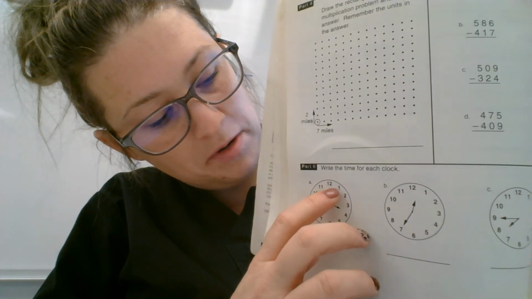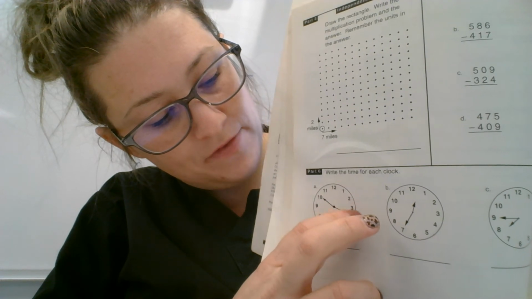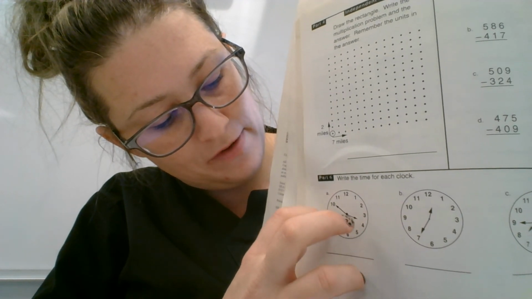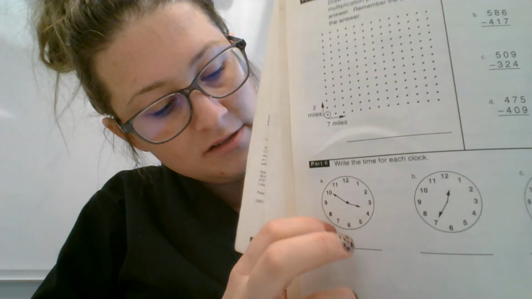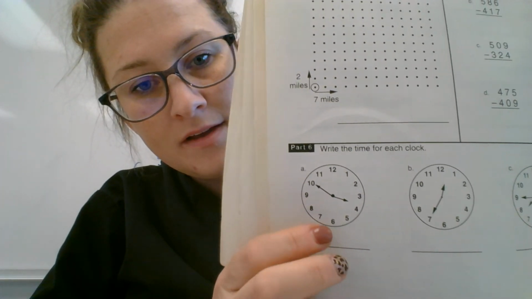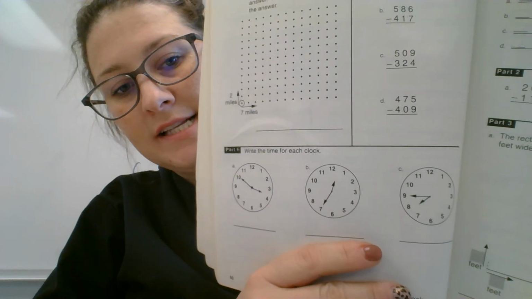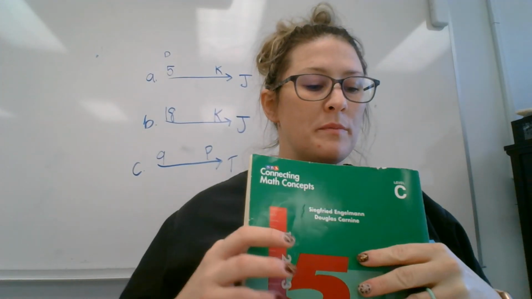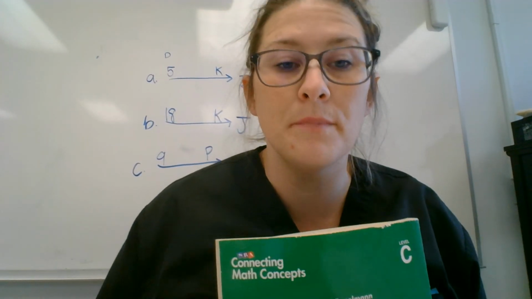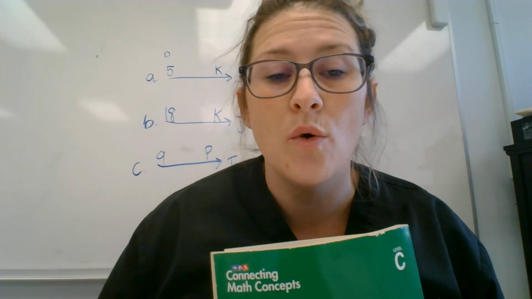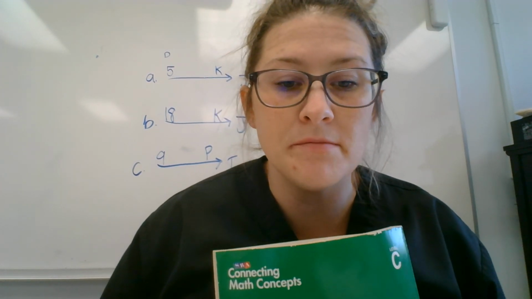So let's find out how many minutes. 5, 10, 15, 20, 25, 30, 35, 40, 45, 50. So my time is 3:50. Okay? Do the rest for D and C. When you are finished with the workbook page, you are going back to the textbook and completing the independent work in the textbook. When you're all finished, go ahead and submit to your teacher.